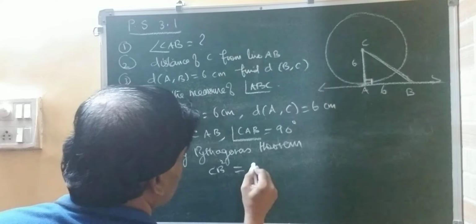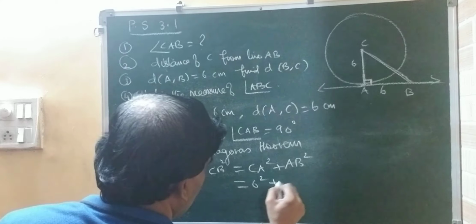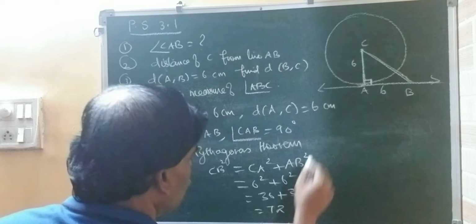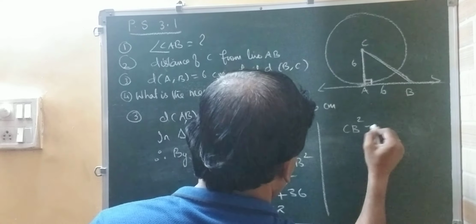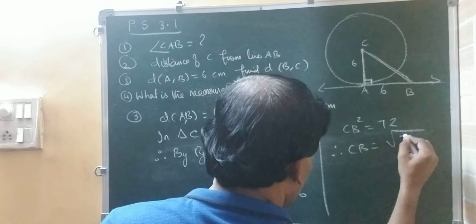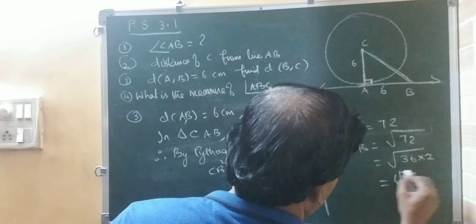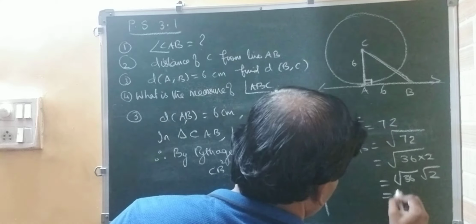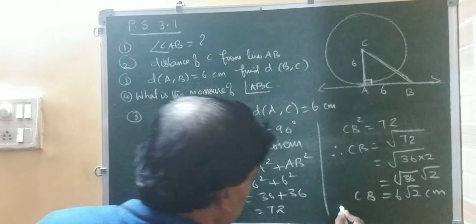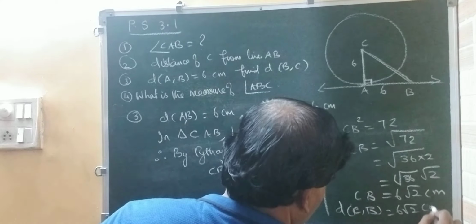Therefore, by Pythagoras theorem, CB square equal to CA square plus AB square. So, it is equal to 6 square plus 6 square. 36 plus 36 equal to 72. So, CB square equal to 72. Therefore, CB equal to square root of 72. That means 36 into 2, square root of 36 into square root of 2, 6 root 2 centimeter. So, you got it. That means distance of CB equal to 6 root 2 centimeter.